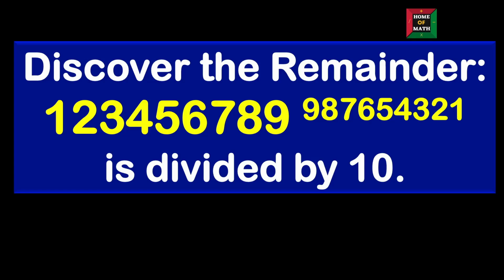1, 2, 3, 4, 5, 6, 7, 8, 9 to the power 987, 654, 321. We have to find out the remainder once we divide by 10.